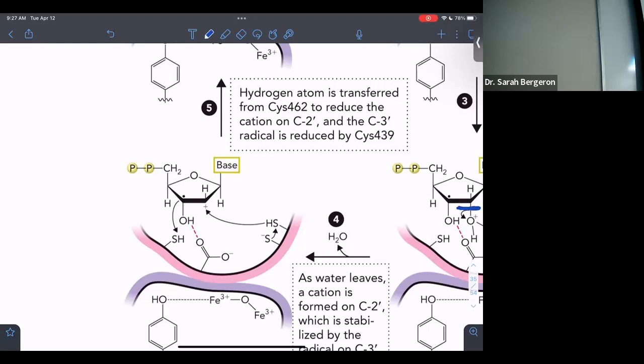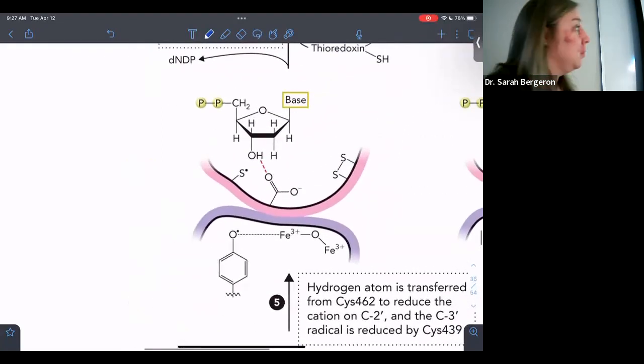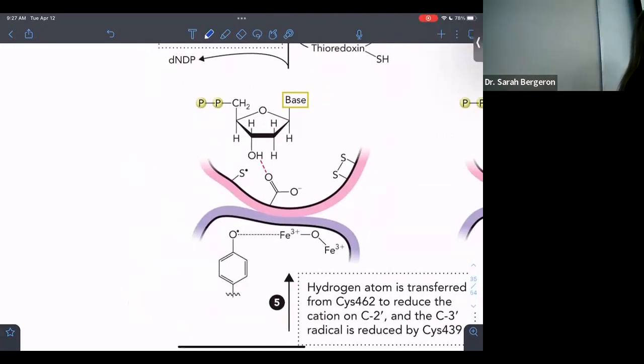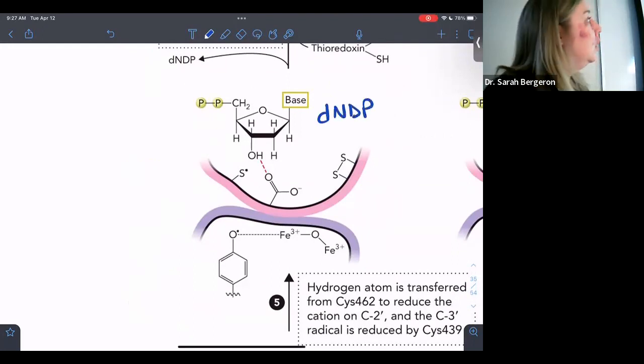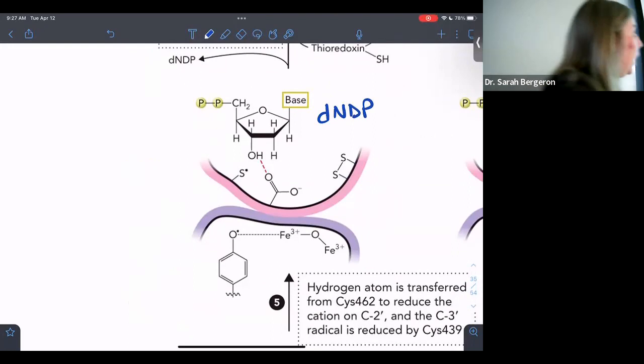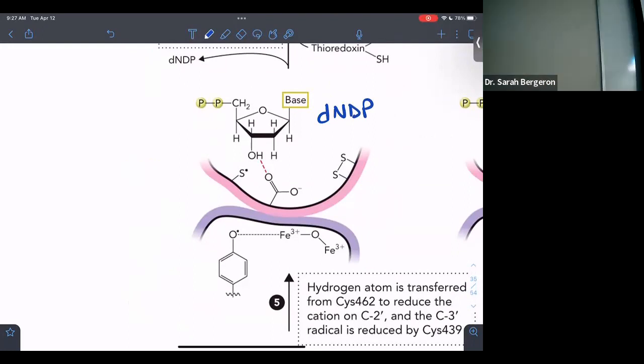So if the one with the free radical picks up a hydrogen and the one that's the cation picks up a hydrogen, now we're all what? What is that? What did we just make? A dNTP, right? Because we have on C2 a hydrogen instead of a hydroxyl. So we've completed our product. Now we just need to regenerate the enzyme.